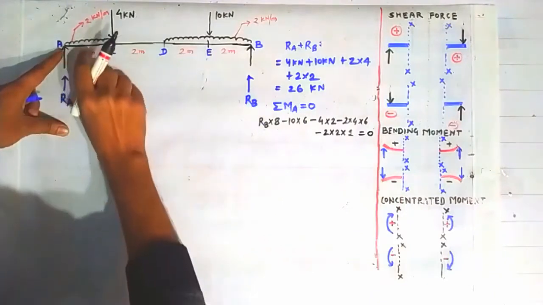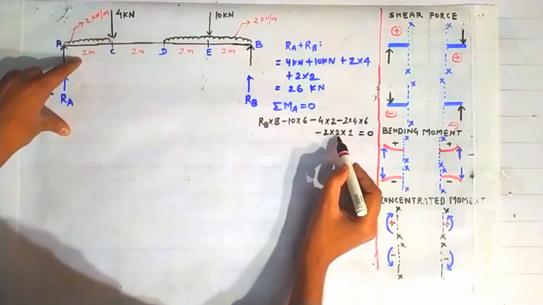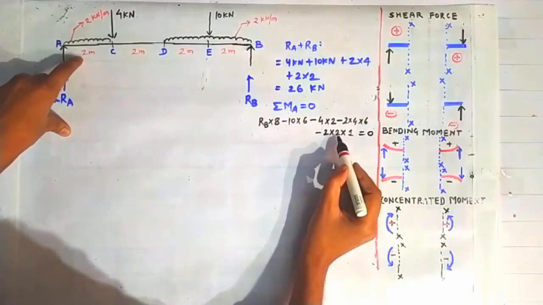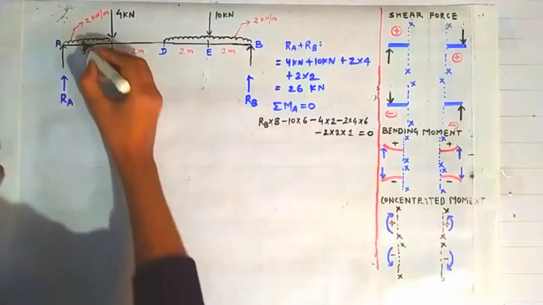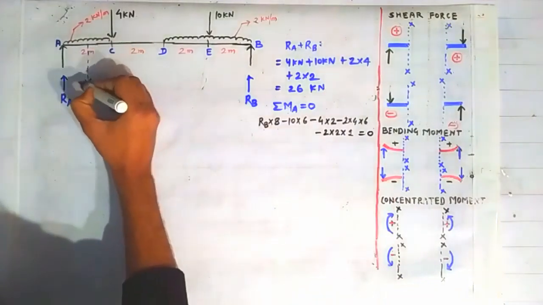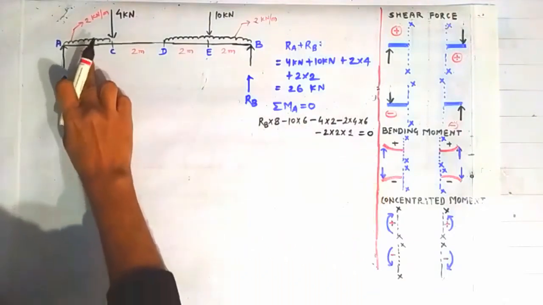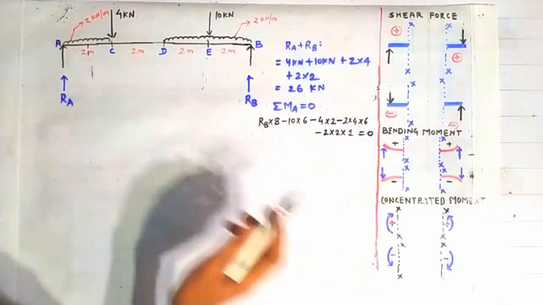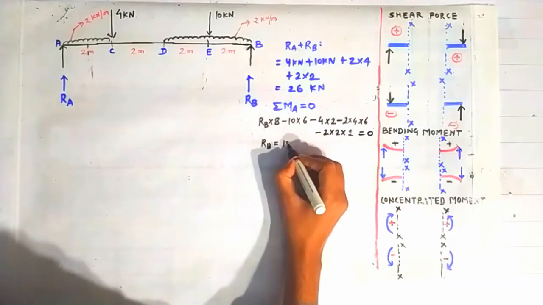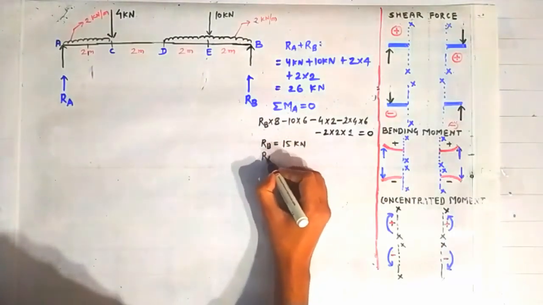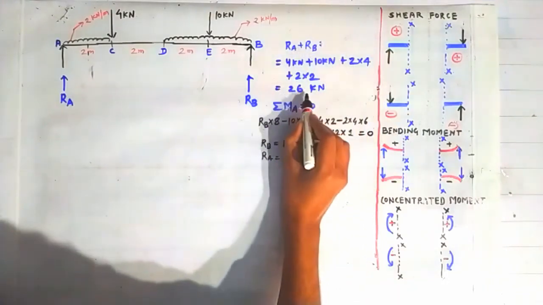Now because of this UDL there will be a moment of magnitude 2, the intensity of the UDL, into 2, the span over which this UDL is spread, and the action of this UDL will be at a distance of 1 meter from point A, exactly at the middle of this span AC. It will also cause counterclockwise rotation about point A. When you solve this, RB will come out to be 15 kilonewton, and RA will come out to be 11 kilonewton by using the expression RA plus RB is equal to 26.